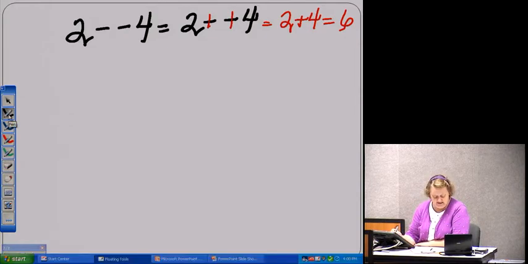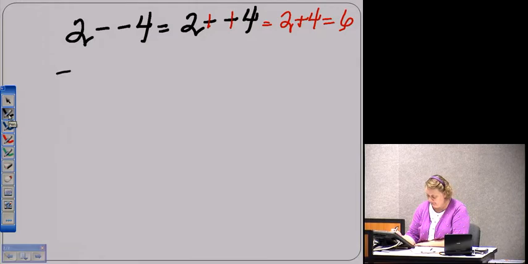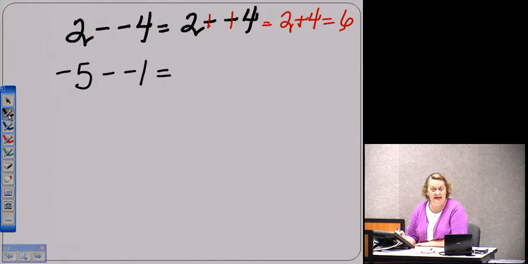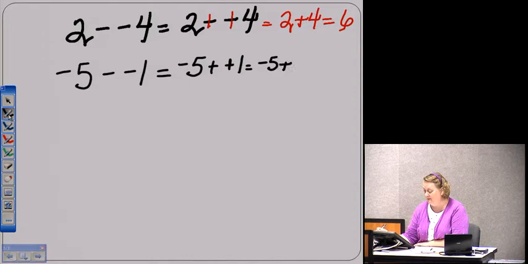Okay, let's look at some additional examples. Again, -5 minus a -1. Two minuses become adding the opposite. -5 plus 1. The signs are different, so we subtract.